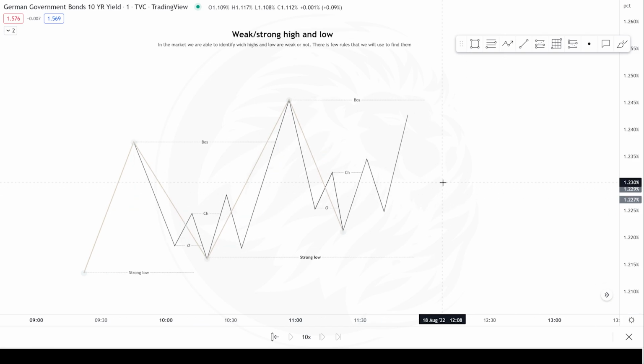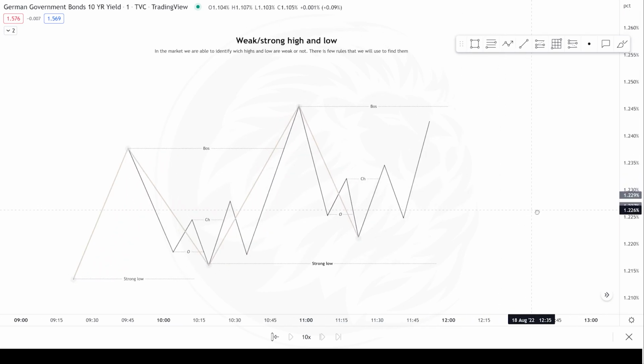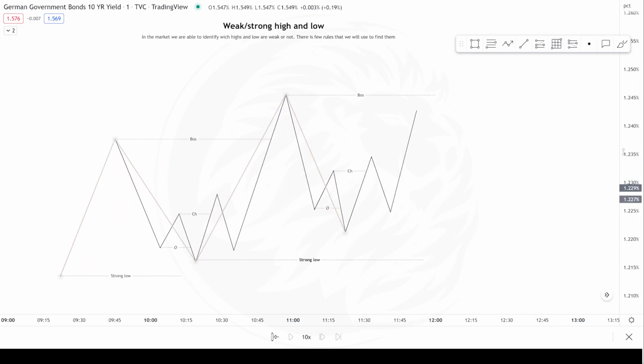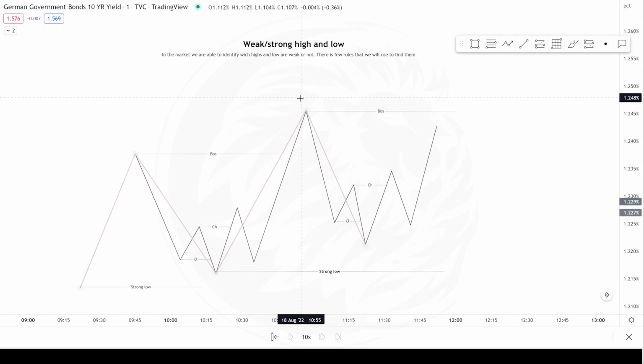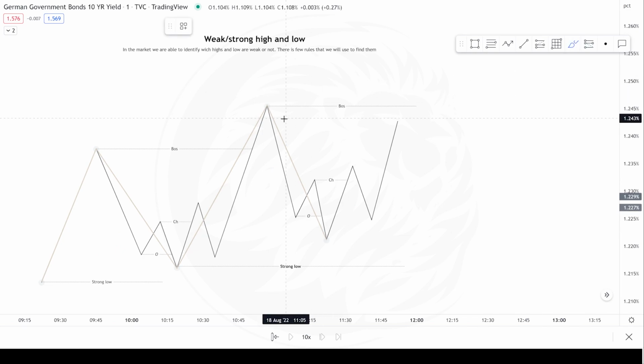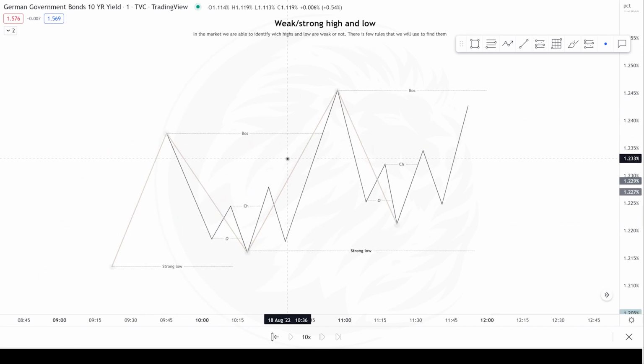And in a bullish market we will see that each high is weak. And once the low is formed, the low becomes a strong low. So it means that this high will tend to fail and this low will tend to hold. So it's very important to know that, because it can really help you in your structure.